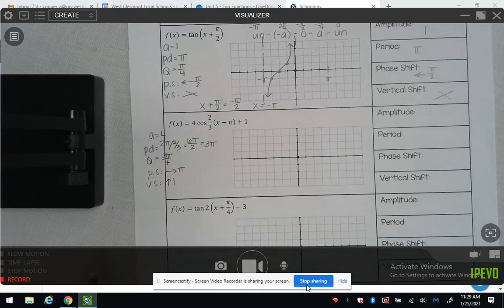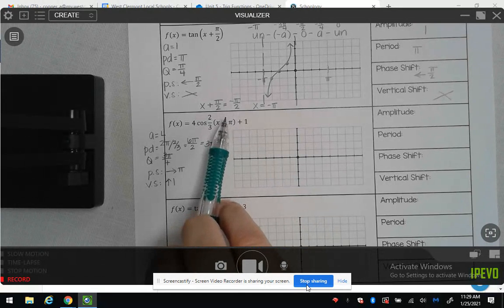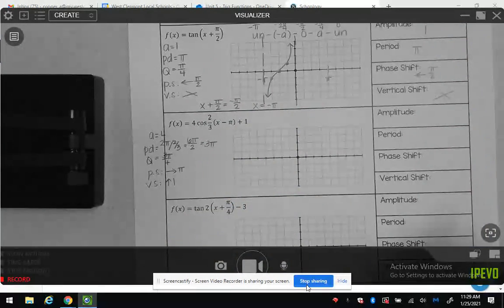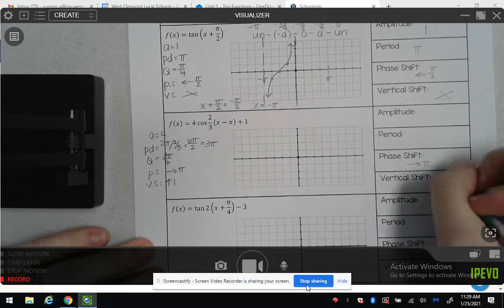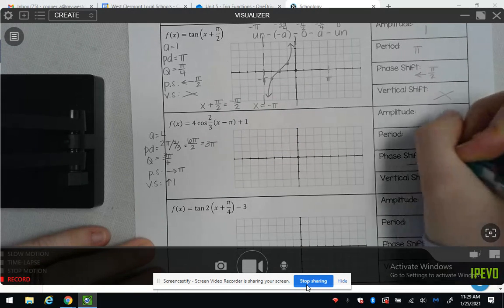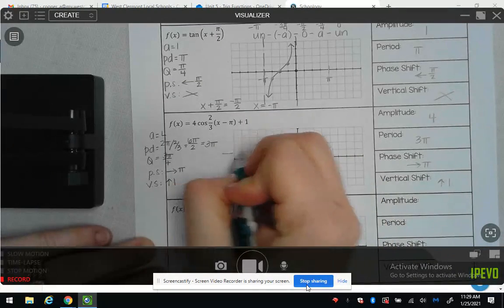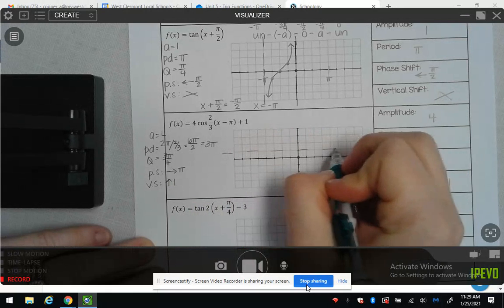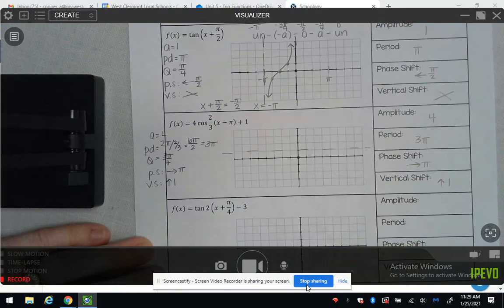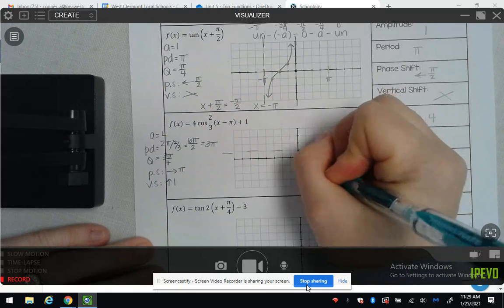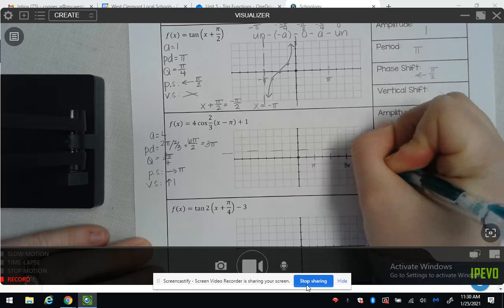Now, since you start at the max on your cosines, you don't have to find where you're going to start here. You're just going to phase shift. Your phase shift is to the right pi, I'm going to go up 1, my period is 3 pi, and my amplitude is 4. So I'm going to mark pi, 2 pi, 3 pi, and then that's going to end at 4 pi.